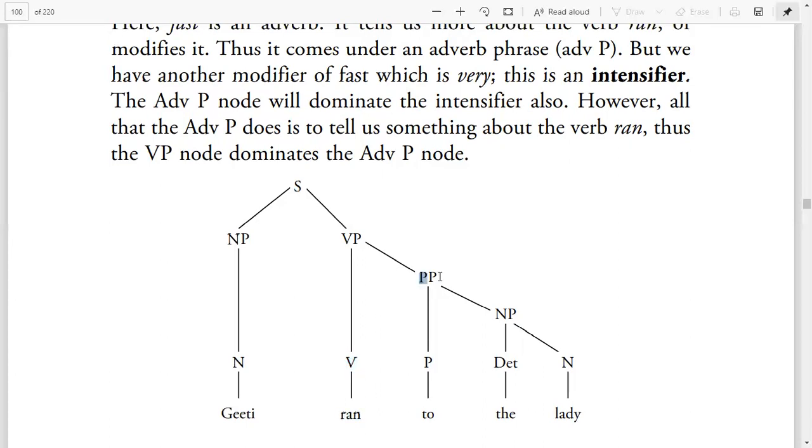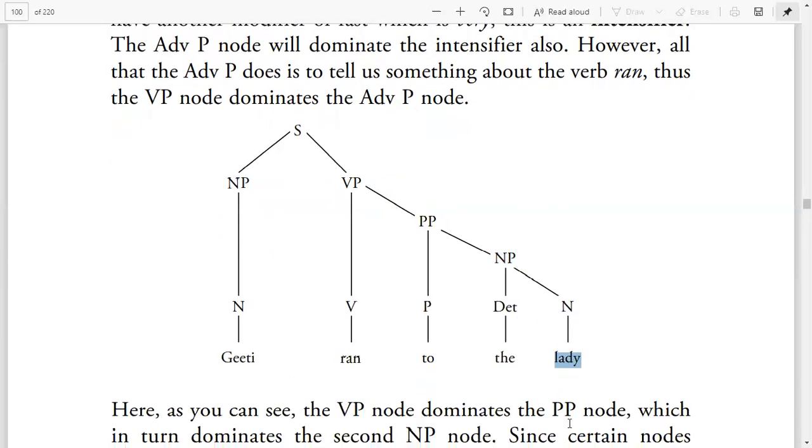Whereas in the next PP node, that is prepositional phrase, firstly you have P, that is preposition, and then you have NP, right? And here NP is embedded into PP, that is prepositional phrase. So PP has this noun phrase as well, and the noun phrase node is further divided into two branches. First is determiner, that is the, and the second is noun, that is lady.